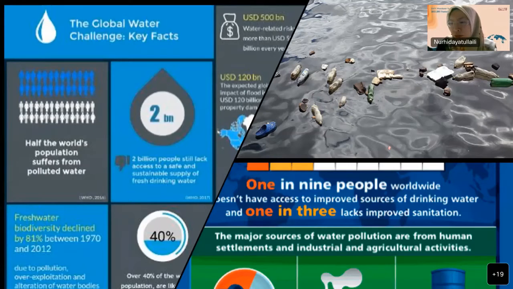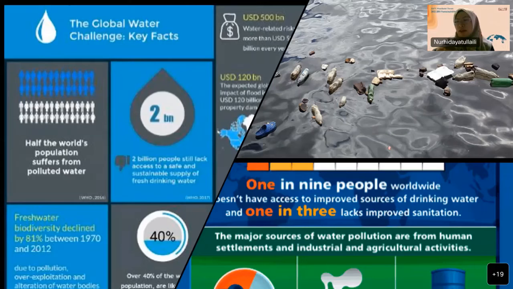whereby in Malaysia, as one of the developing countries, and in 70% of developing countries, the waste water is not treated well. It comes from urbanization, industrialization, and also from agriculture activities. And 1 in 9 people in the world don't have any access to an improved source of drinking water, and 1 in 3 lack improved sanitation.